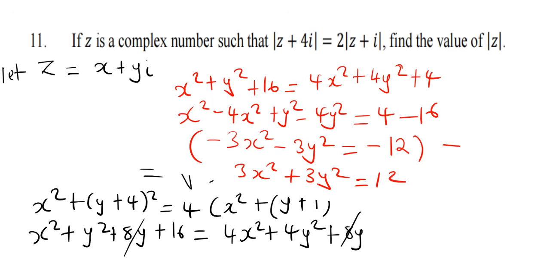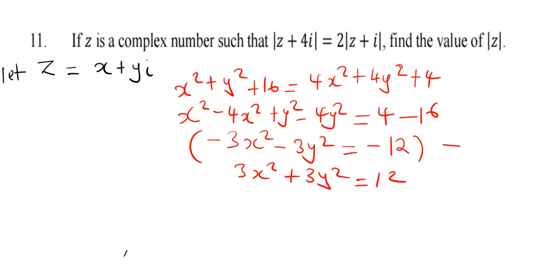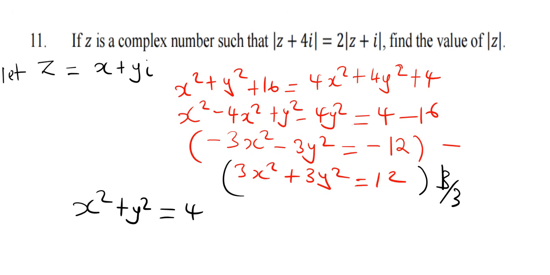Okay, now that I've got this, what then do I do? Okay, so now here, what we do is I can divide by 3 throughout again. So when I divide by 3, I'm just going to have x squared plus y squared is equal to 12 divided by 3, that is 4. Okay, so x squared plus y squared, it's giving us 4.